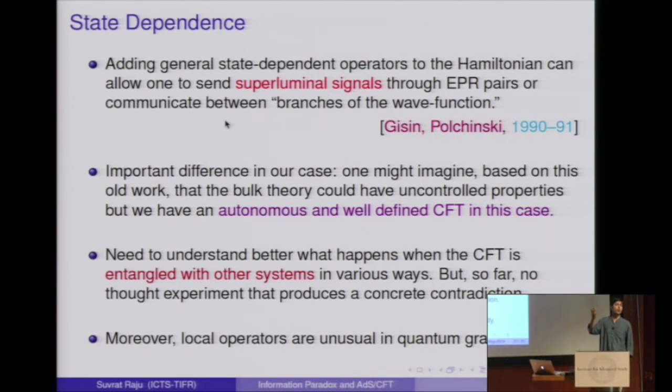and this was in the context of this nonlinear quantum mechanics that Weinberg proposed, and they pointed out that if you entangle these systems and if you are allowed to measure these arbitrary kinds of operators, you could send superluminal signals, so you could do something even more bizarre where you could communicate between different branches of the wave function and so on. However, there are a couple of important differences in this case. You might imagine that because of these properties actually, your bulk theory would be completely uncontrolled.